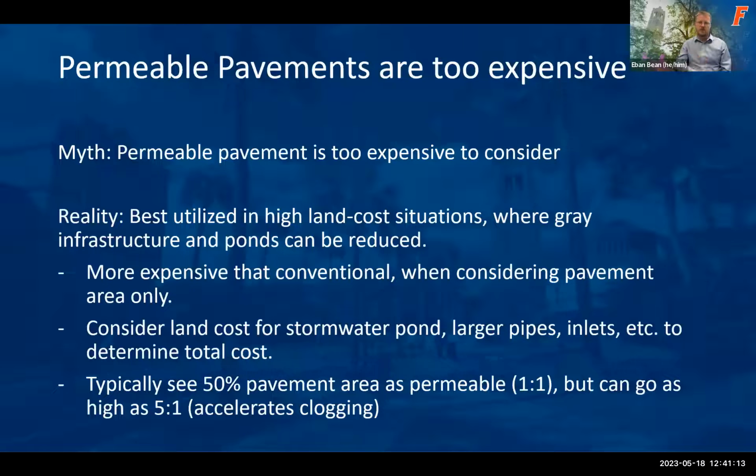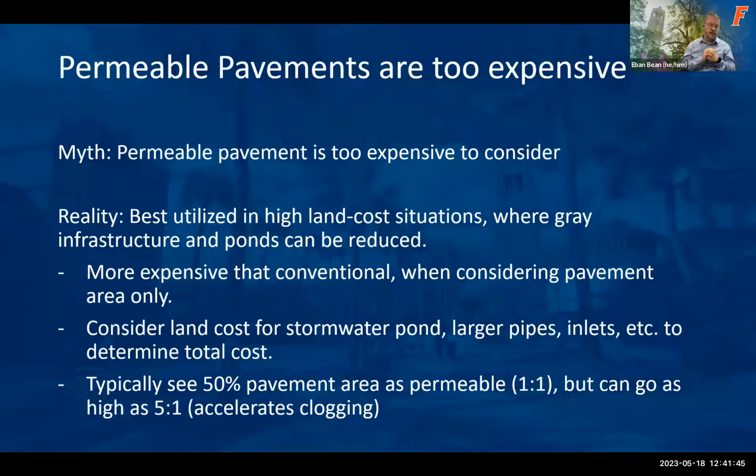And then the myth that permeable pavements are too expensive. So permeable pavements on a square foot area basis compared to conventional pavements are going to be more expensive. However, they are most cost effective in high land cost situations where gray infrastructure and ponds can be reduced. And you really have to take into account all of the costs, balancing within the changes to the whole stormwater system, to evaluate the costs that might be there.